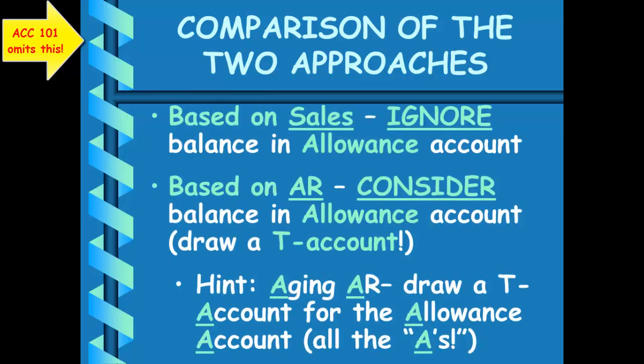And the key, I've said this a couple of times, if you're basing it upon a percent of sales, just completely ignore what you already have in the allowance for doubtful accounts. Completely ignore it. If you're basing it upon aging, you do have to take into consideration what is already in the allowance for doubtful accounts.